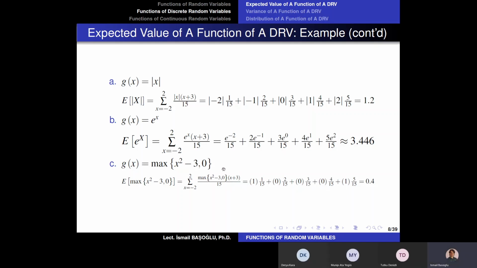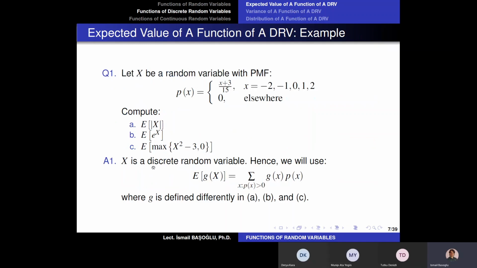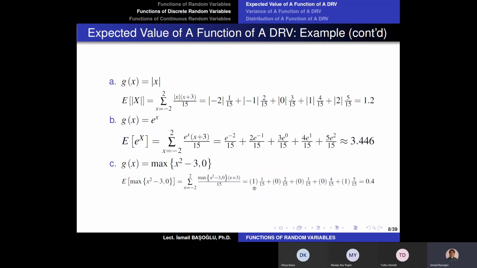Therefore, we are going to calculate the function values for all of them, and then we are going to multiply with the respective probability mass values and sum up. Therefore, the expected value of this function g of x is going to be 0.4. And please notice that for this random variable x, g of x can only take 1 and 0 values, which means g of x for this random variable is a Bernoulli random variable.